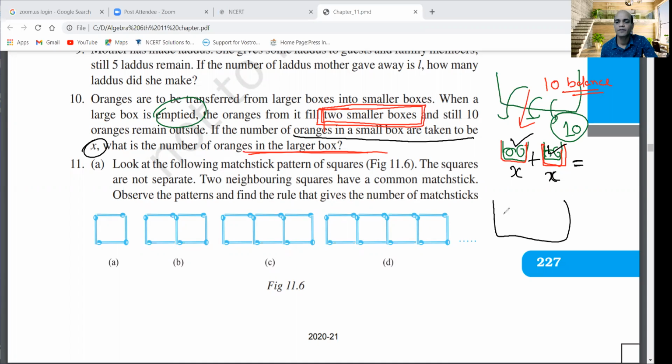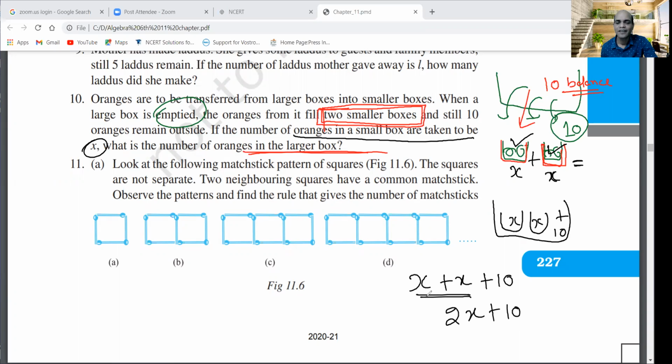This is big box. बिग बॉक्स में क्या हुआ, एक छोटा बॉक्स रह गया और एक छोटा बॉक्स रह गया, प्लस 10 रह गया. Now tell me what the rule, how much is total number of oranges? We have to add them, yes or no? Yes, sir. Add. X plus X plus 10. So what is X plus X? Sir, 2X plus 10.